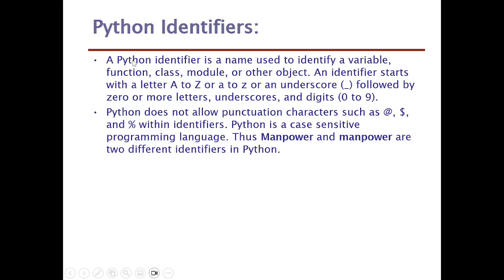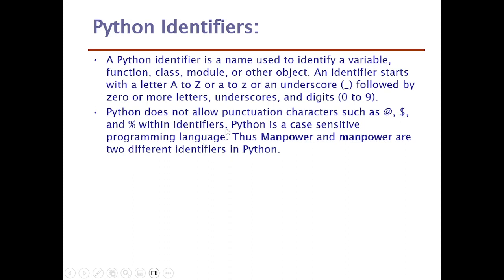So Python identifiers. A Python identifier is a name used to identify a variable, function, class, module, or other object. An identifier starts with a letter A to Z or a to z, small letter, or an underscore, followed by zero or more letters, underscores, and digits 0 to 9. Python does not allow punctuation characters such as the @ sign. So those are the special characters. Python is case sensitive. Meaning of case sensitive: if you declare a capital, it should be a capital. If you declare a small letter, it should be a small letter.